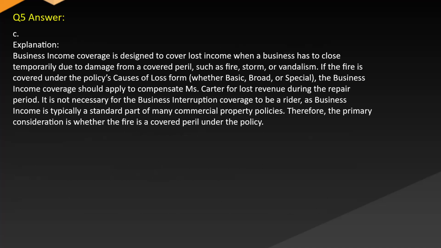Answer. C. Explanation. Business income coverage is designed to cover lost income when a business has to close temporarily due to damage from a covered peril, such as fire, storm, or vandalism. If the fire is covered under the policy's causes of loss form, whether basic, broad, or special, the business income coverage should apply to compensate Ms. Carter for lost revenue during the repair period.